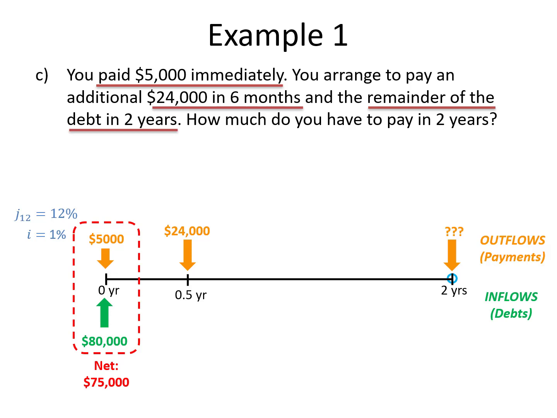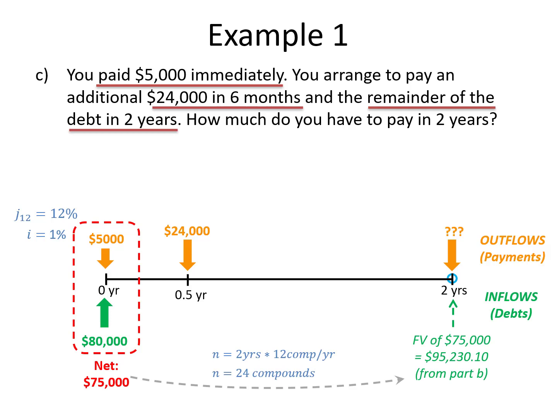That's my focal date. And what I'm going to do is move my money to that focal date. So I'm going to move my $75,000 to that focal date, essentially moving it into the future so that I get the future value as it moves forward 2 years. We would say that it accrues 2 years, or 24 compounding periods, worth of interest, bringing it up to $95,230.10. And this value I know from Part B.